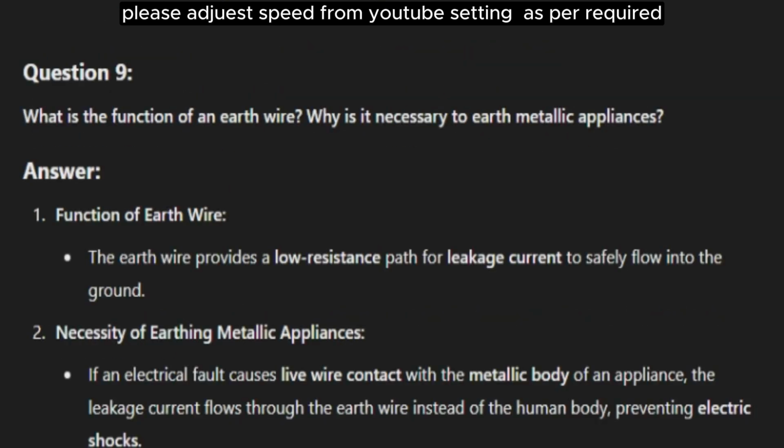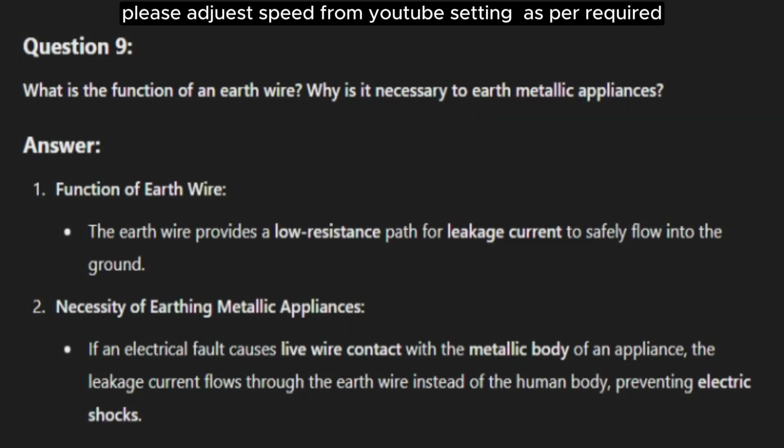Question 9. What is the function of an earth wire? Why is it necessary to earth metallic appliances? Answer. 1. Function of earth wire. The earth wire provides a low resistance path for leakage current to safely flow into the ground. 2. Necessity of earthing metallic appliances. If an electrical fault causes live wire contact with the metallic body of an appliance, the leakage current flows through the earth wire instead of the human body, preventing electric shocks.